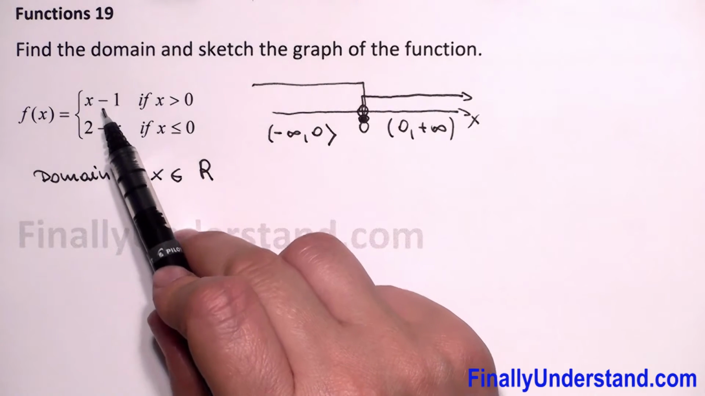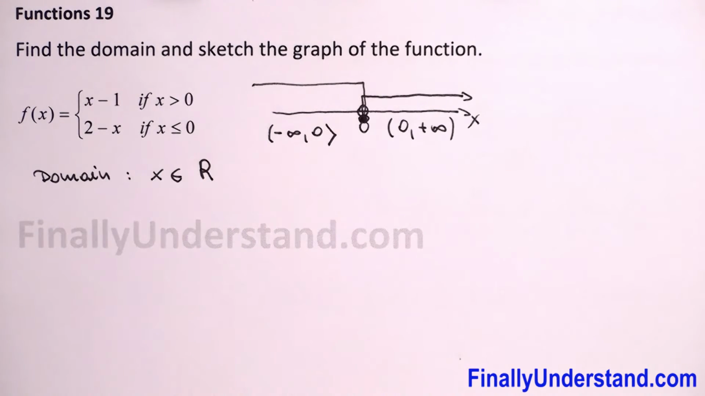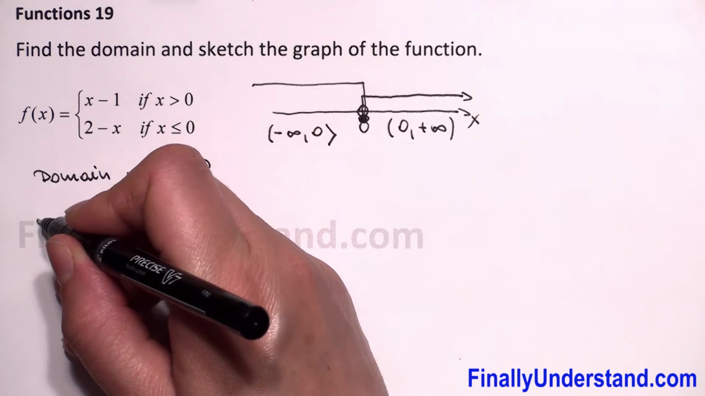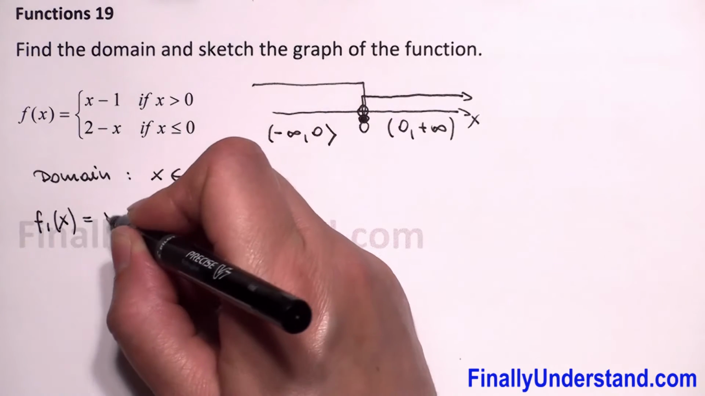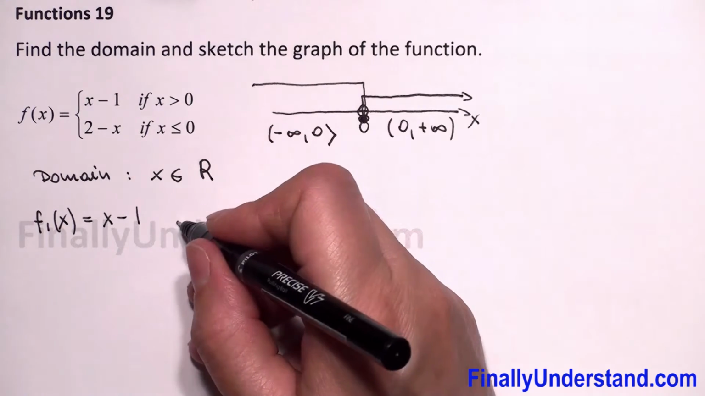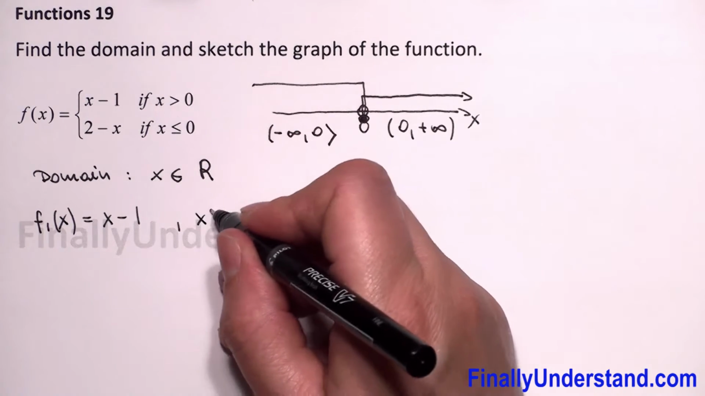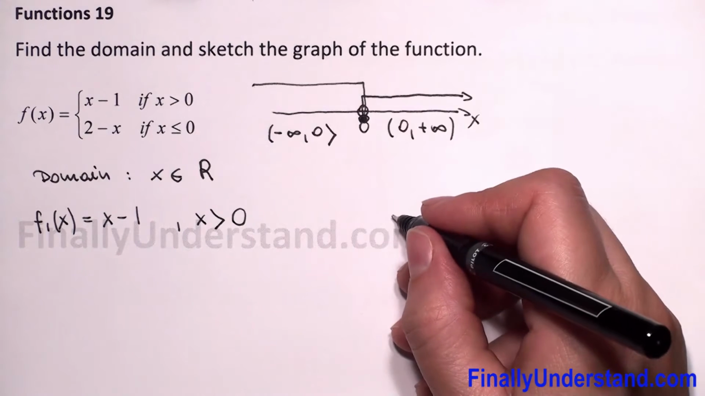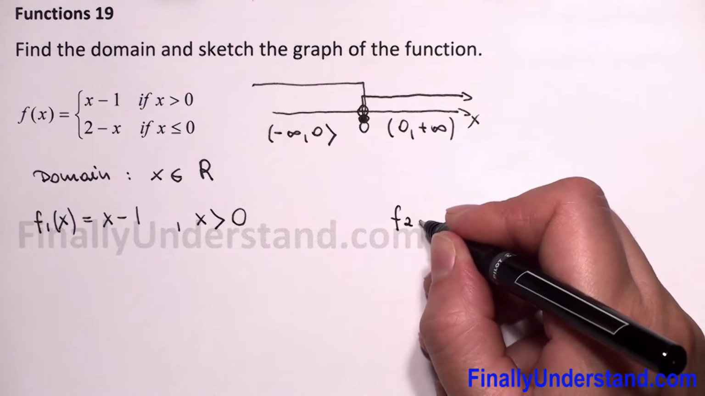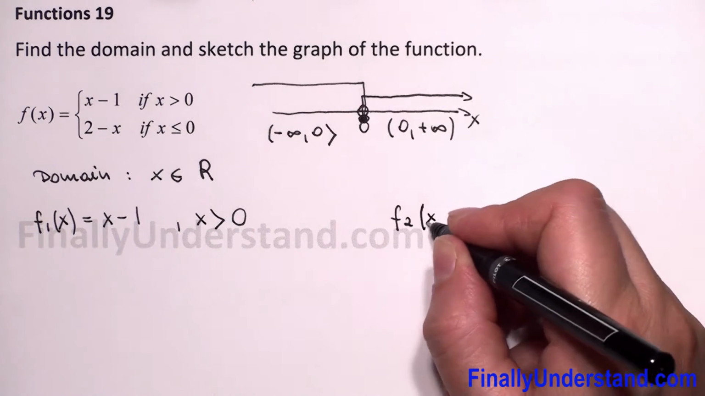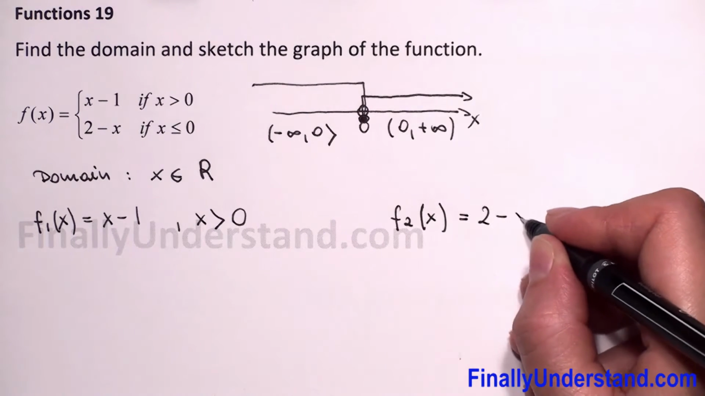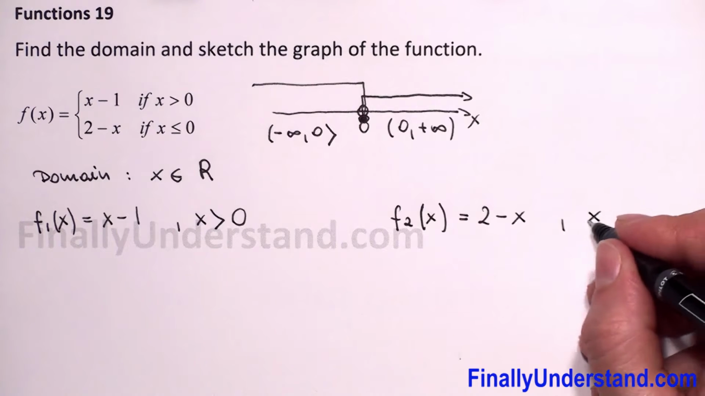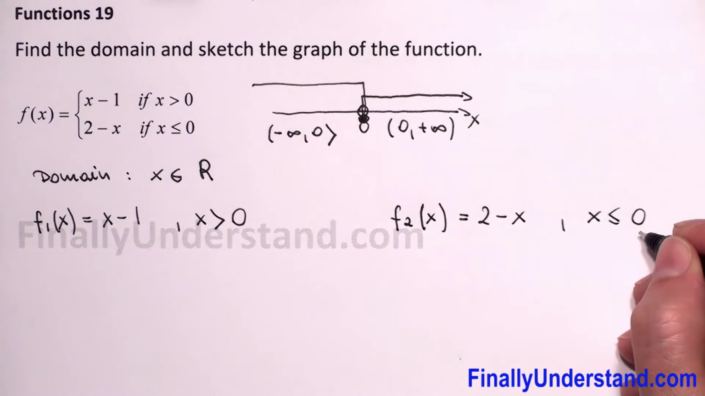Because we have two functions, I will divide the graph into function f1 and f2. For f1, we have x minus 1. We have to draw this graph for x greater than 0. And the second part will be f2 of x, which will be 2 minus x for x less than or equal to 0.